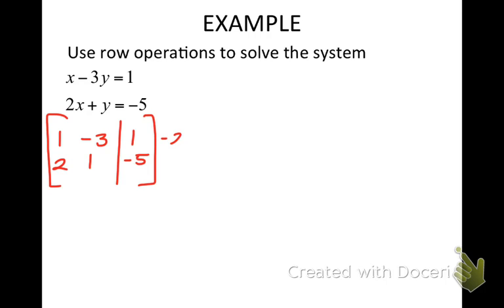Okay, so this is what I'm going to do. I'm going to take negative 2, and I'm going to multiply it by row 1. So our rules say that I can multiply any row by any non-zero real number. So I'm going to put a little arrow to show where I'm going. So now I'm taking all my numbers in row 1 and multiplying them by negative 2. So that gets me negative 2. That gets me positive 6. That gets me negative 2. Row 2 did not change.